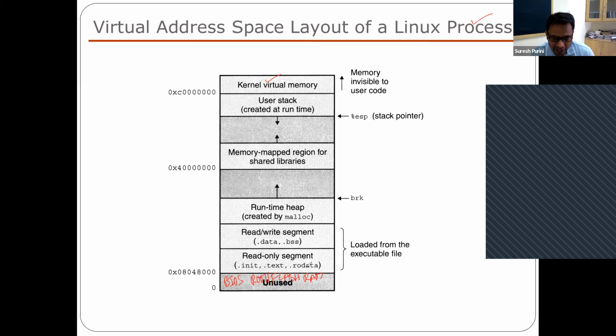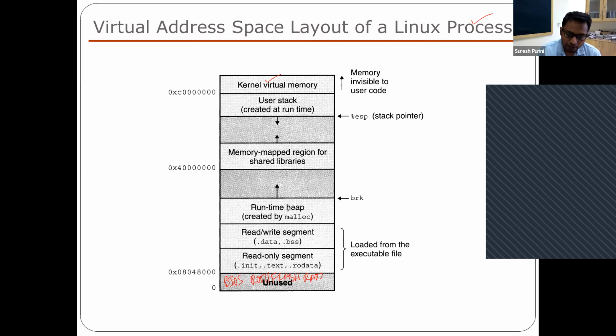There is a read-only segment which consists of different kinds of sections. The text section consists of the instructions of the program. The RO data section is the read-only data section. Then there is a data section where memory for global variables is allocated. And then there is a stack here. This user stack is the place where memory for local variables is allocated.